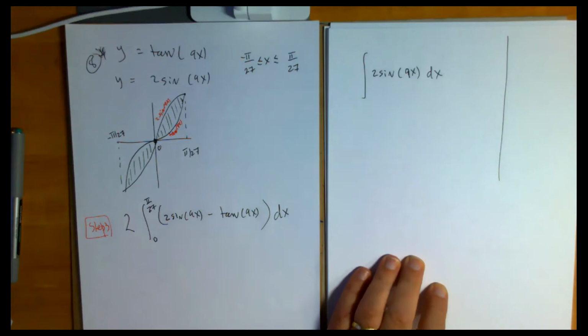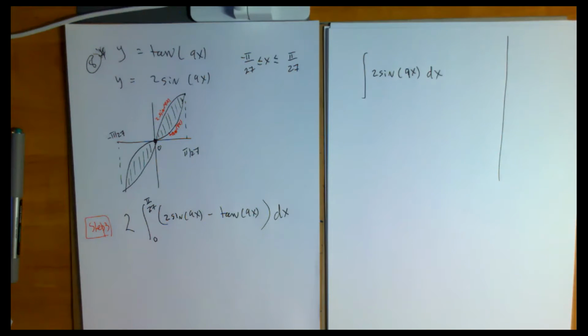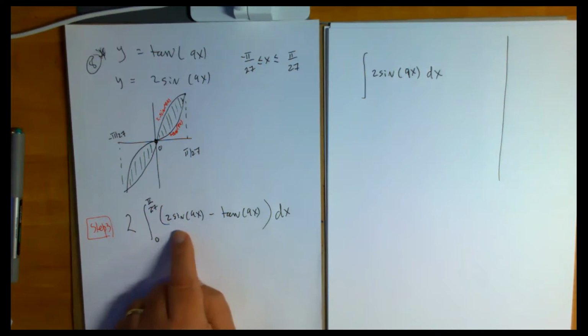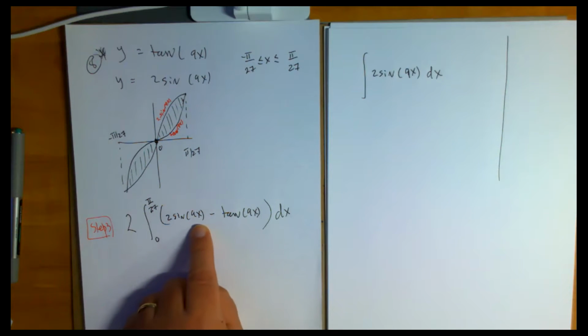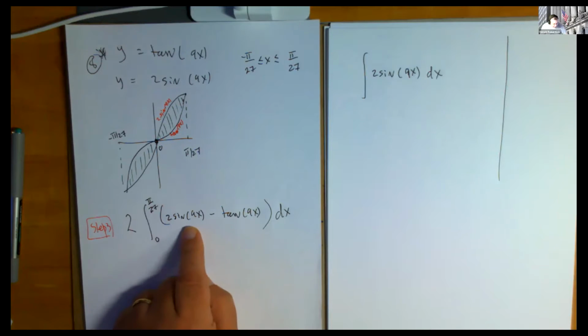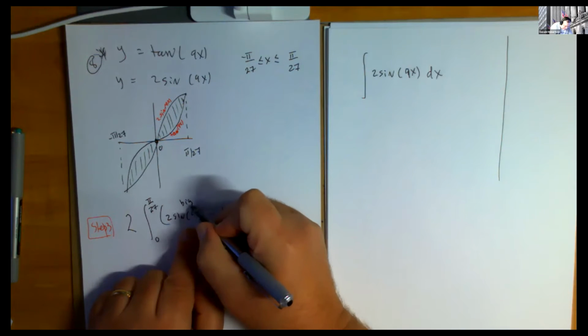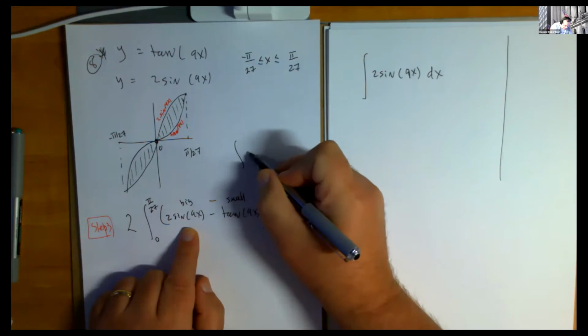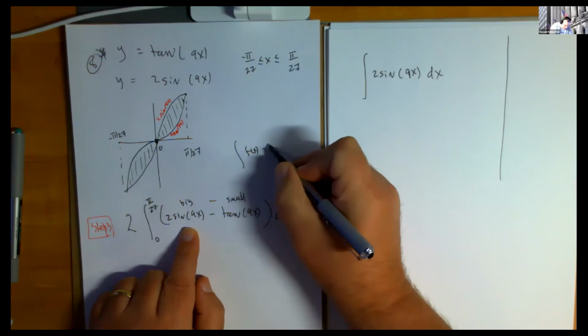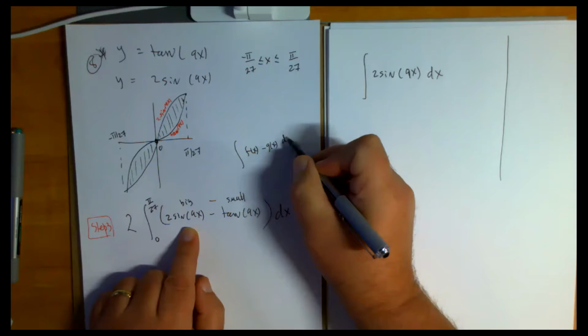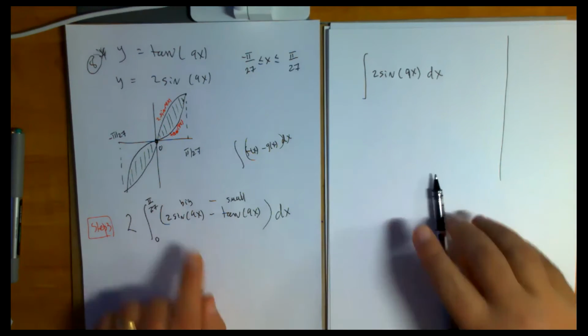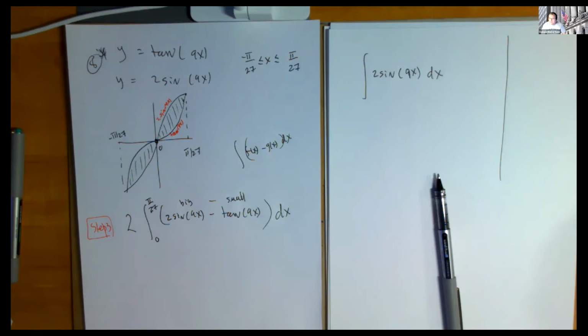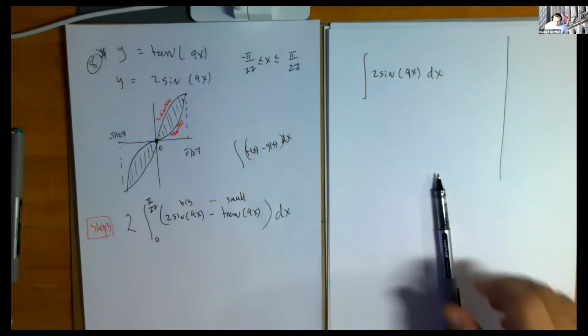Quick question. In step 3, why did you set 2 sine 9x minus tangent of 9x? It's always big, take away small. So when you look at the formula, it looks like that. Oh, and then that difference is what's inside. Yeah, exactly. Okay. Right.